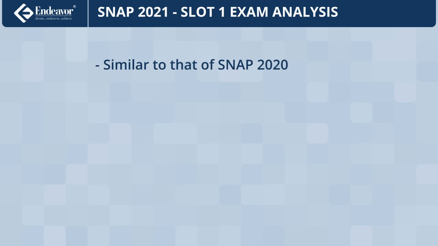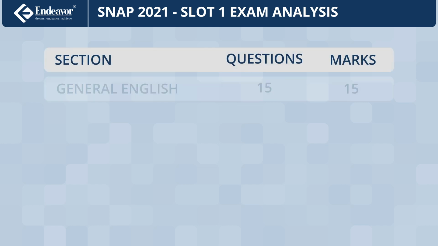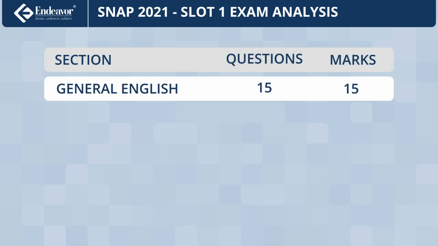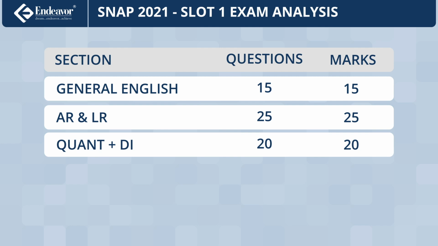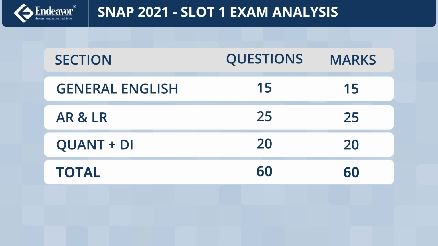SNAP 2021 retained the revised paper pattern from SNAP 2020 with a reduced number of questions and a reduced time limit. The duration of the test was 60 minutes. SNAP 2021 had 15 questions for general English, which included reading comprehension, verbal reasoning and verbal ability, with 1 mark per correct answer. Analytical and logical reasoning had 25 questions, and quantitative and data interpretation had 20 questions with 1 mark each, making it a total of 60 questions and 60 marks. There was a negative marking of 0.25 marks per incorrect question.